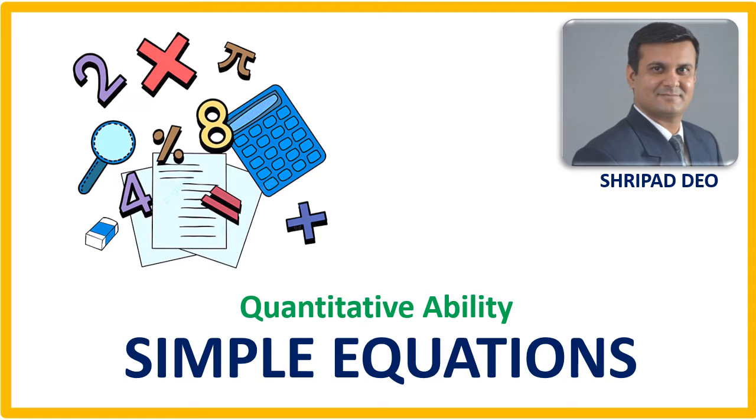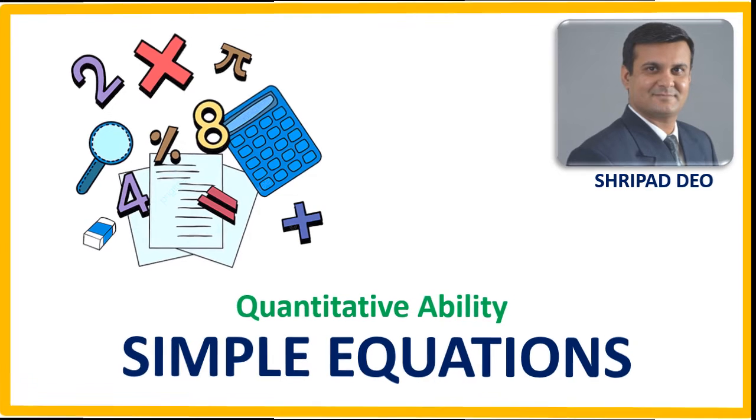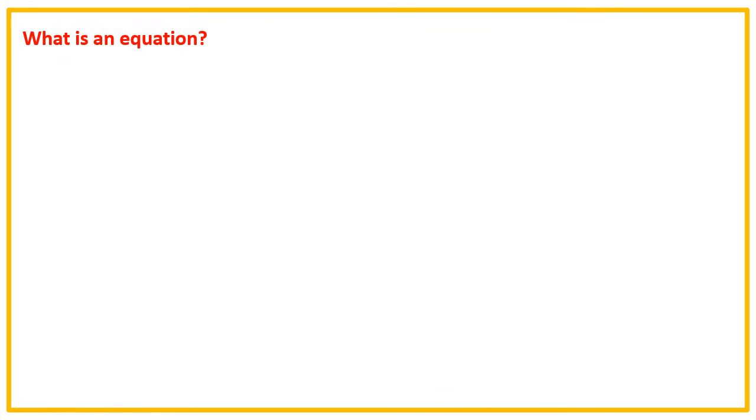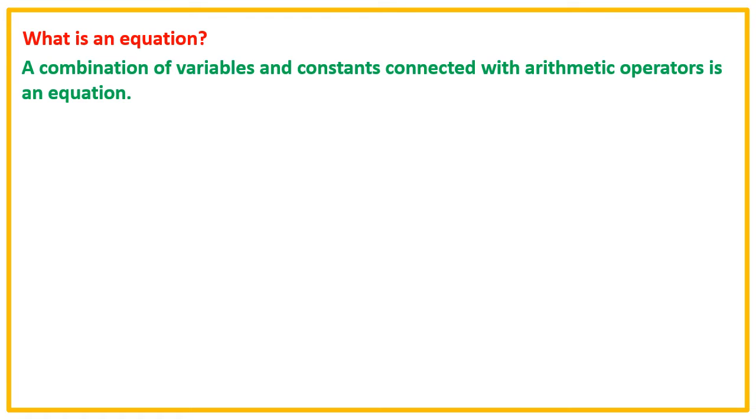Quantitative ability, simple equations. This topic is also called linear equations. Now, what is an equation? A combination of variables and constants which are connected by arithmetic operators like plus, minus, multiplication, division is called an equation.